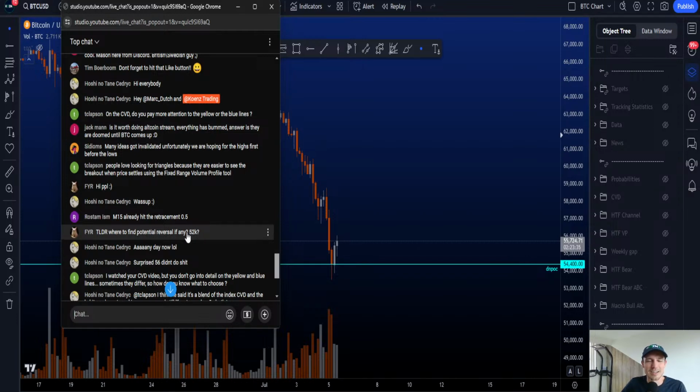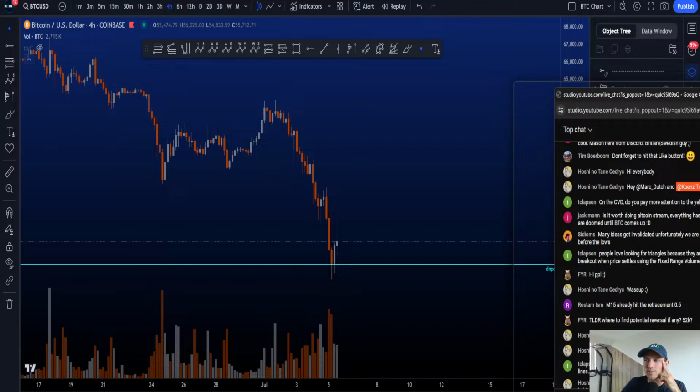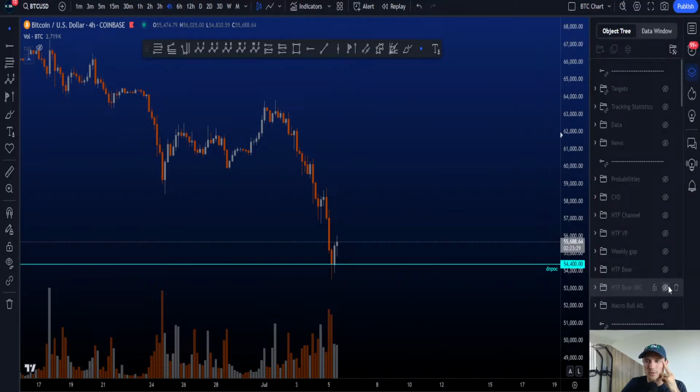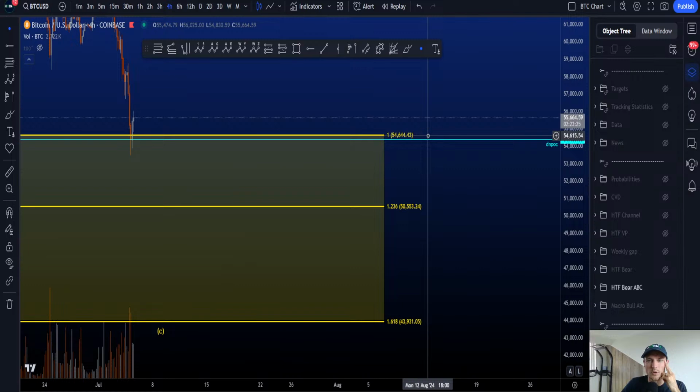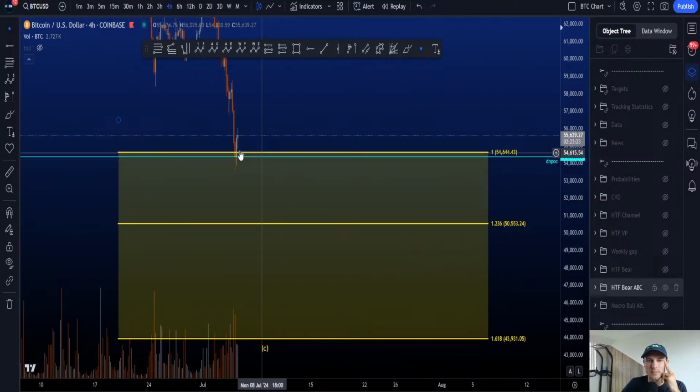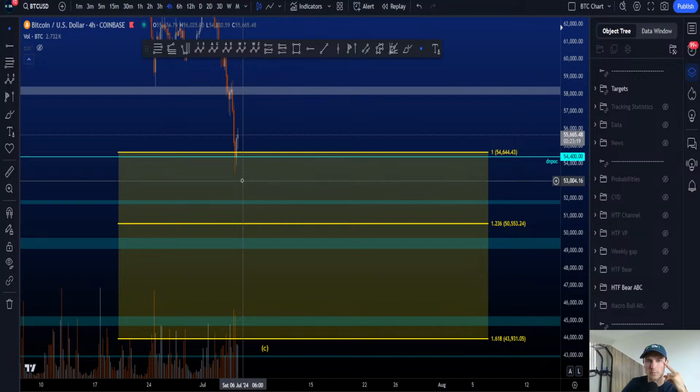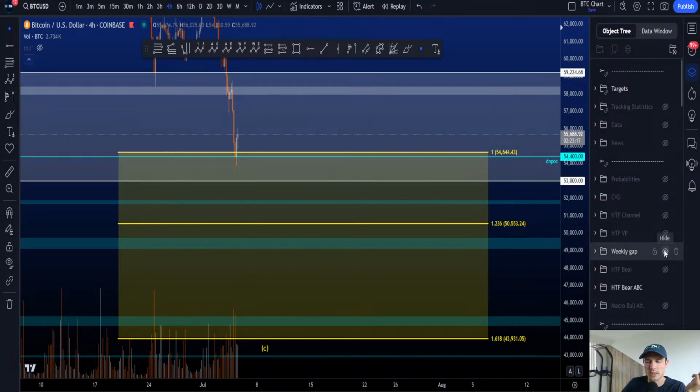TLDR. We are now reaching interesting areas of support, FYR. So we reached the target area for wave C, right, the 1-to-1 to the 1.236. Hit the daily naked point of control. And below, we have some more support. First of all, 53K, ending the weekly gap.